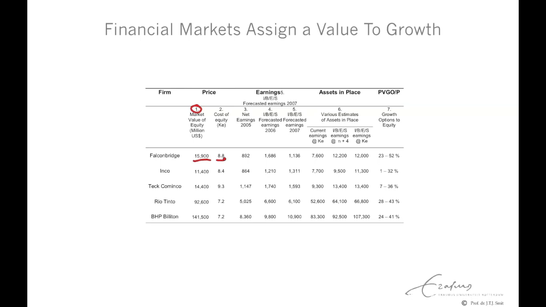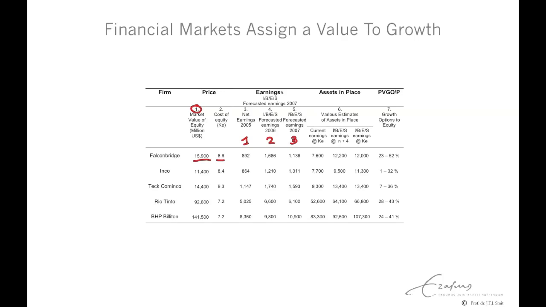For the different earning scenarios of assets in place, we use 3 forecasts. One, we use the net earnings of 2005 as an annuity. Second, we use the IBES forecasted earnings of 2006. And 3, we use the IBES forecasted earnings of 2007 as a scenario for the annuity. So you have 3 scenarios of forecast of future earnings of assets in place.